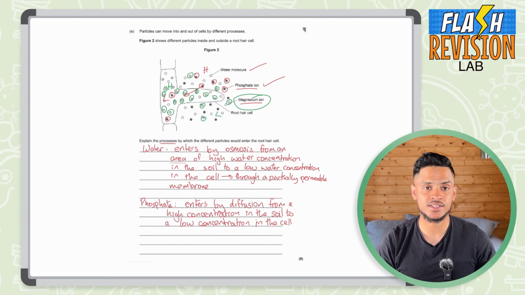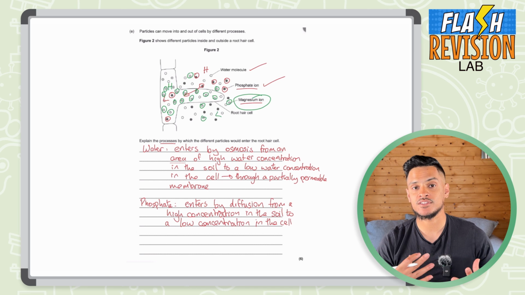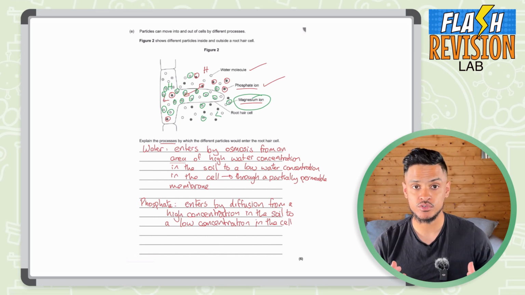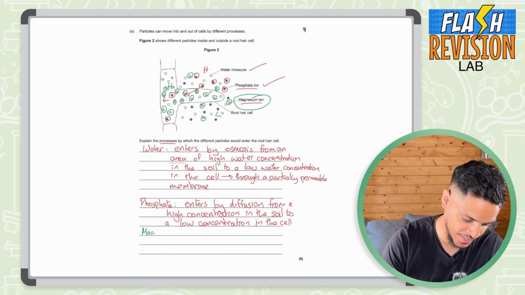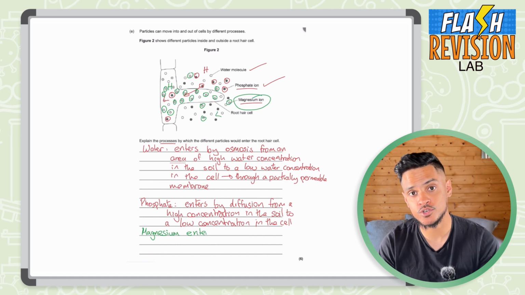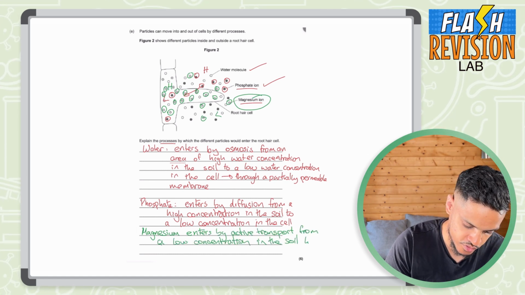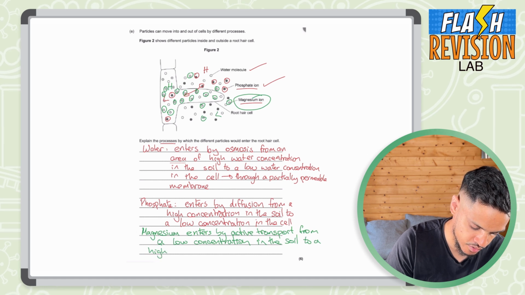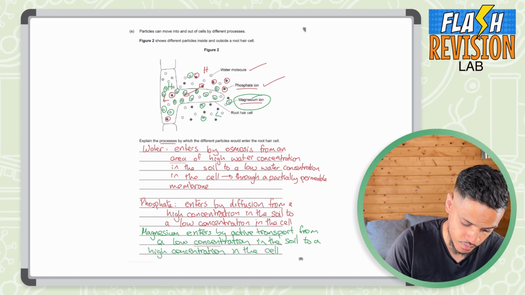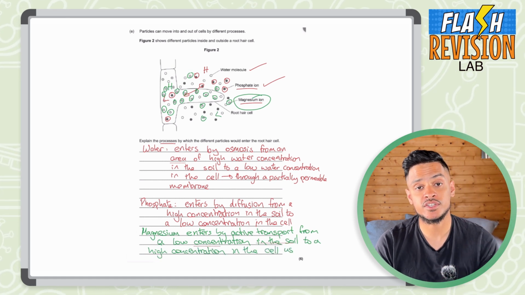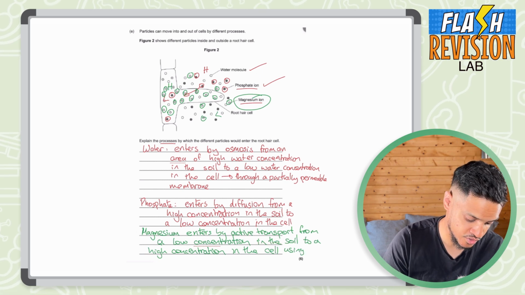We're going against the concentration gradient, and that's going to mean we need to use active transport, which uses energy from respiration. So magnesium enters by active transport from a low concentration in the soil to a high concentration in the cell, and we can say using energy from respiration, because this is not a passive process.